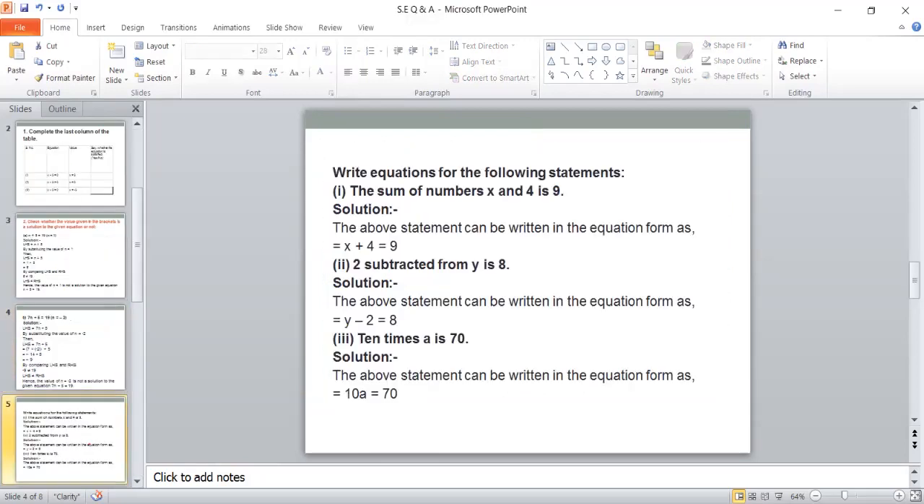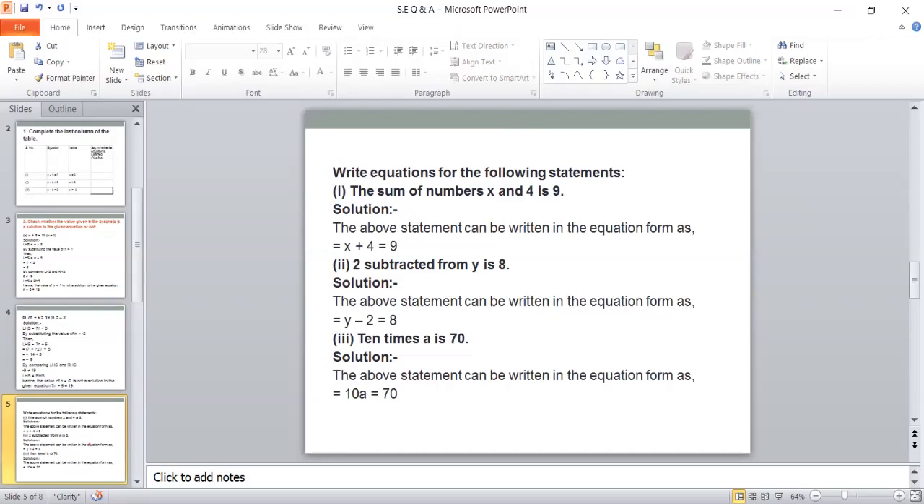Then next, write the equation for the following statements. We have done all these things in the last classes, but still I am telling you this is a question from your exercise. Hence again, write the equation for the following statements. That means some statements are given here, and we have to make equations by using these statements.